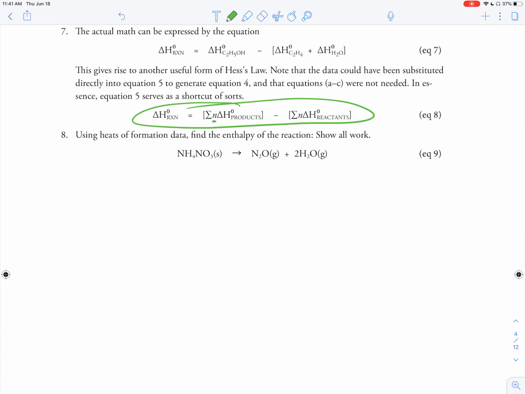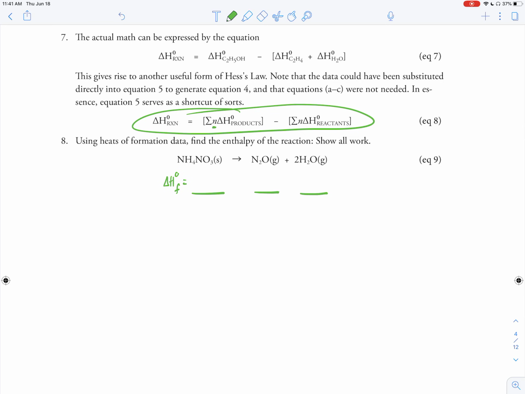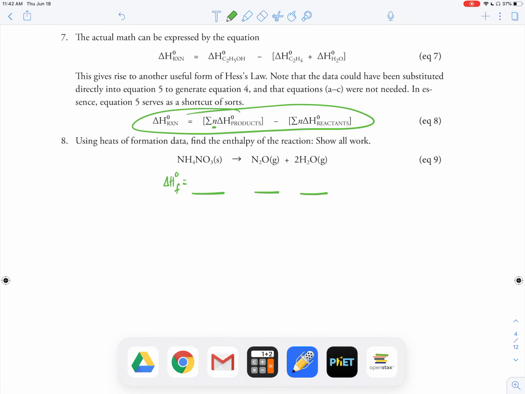NH4NO3 yields N2O and H2O. Now, in order for you to do this, you have to know what the delta H naught of formations are for each of these substances. And that wasn't given to you in this particular handout. There is a way that you can find them out. There's 2 ways. You can look them up in your textbook.